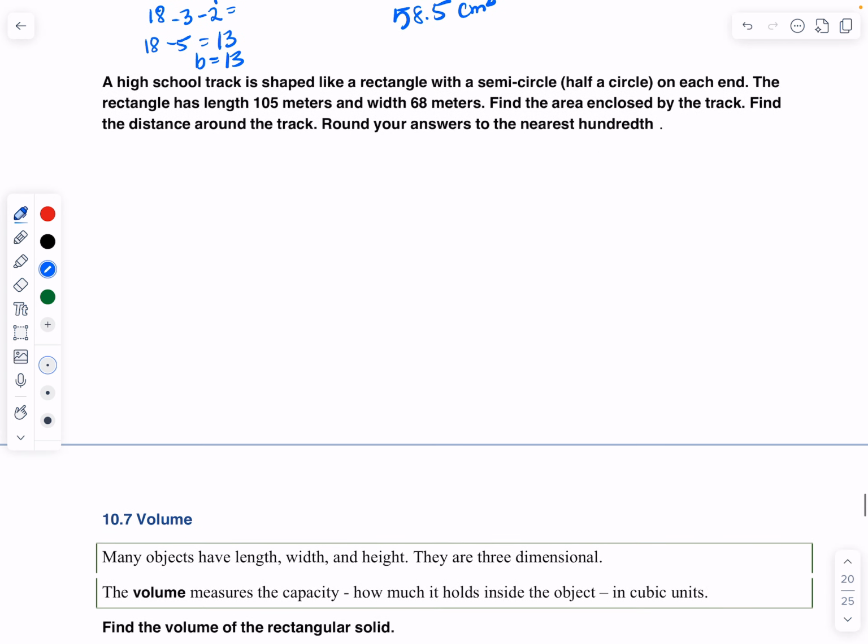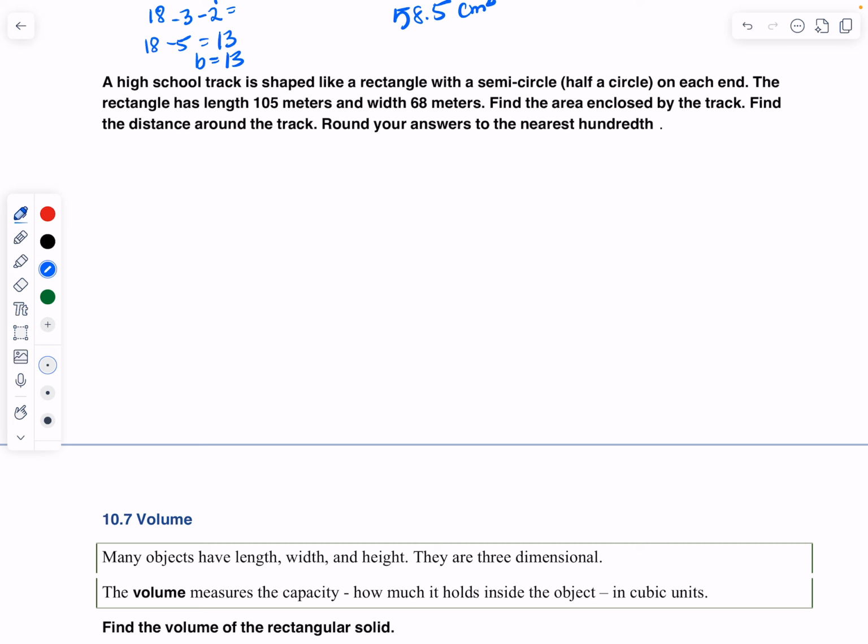Almost done with this section, guys. A high school track is shaped like a rectangle with a semicircle on each end. The rectangle has a length of 105 meters and a width of 68 meters. Find the area enclosed by the track. Find the distance around the track. Round your answer to the nearest hundredth.